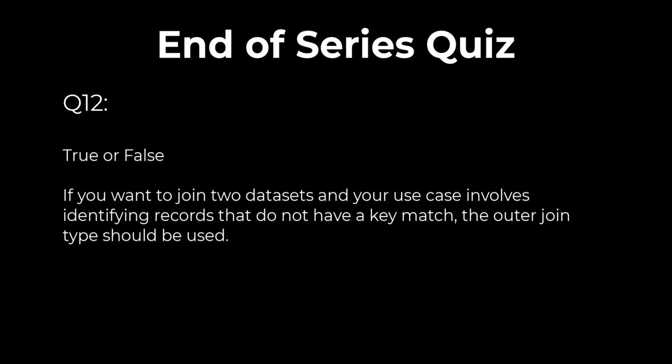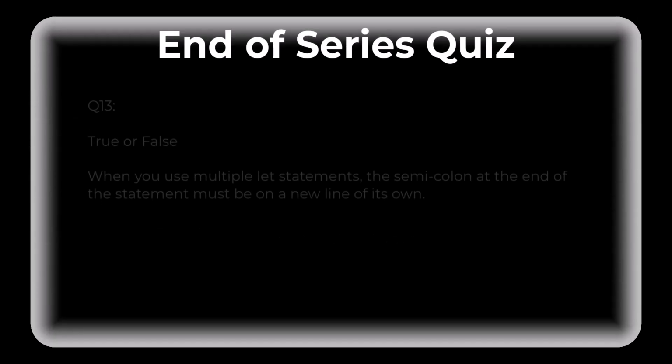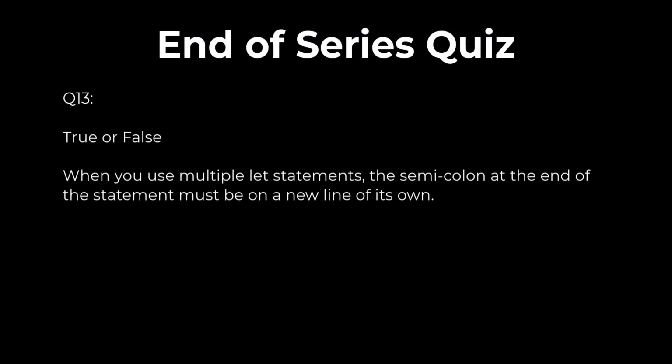The answer is false. The anti-join is designed to produce an output where there are no key matches, and it displays the remaining records from one table. Question 13, true or false? When you use multiple let statements, the semicolon at the end of the statement must be on a new line, all of its own.